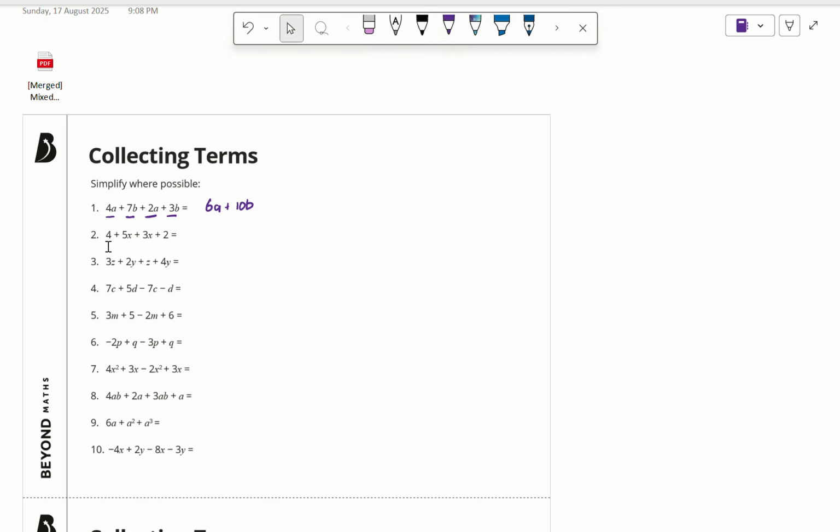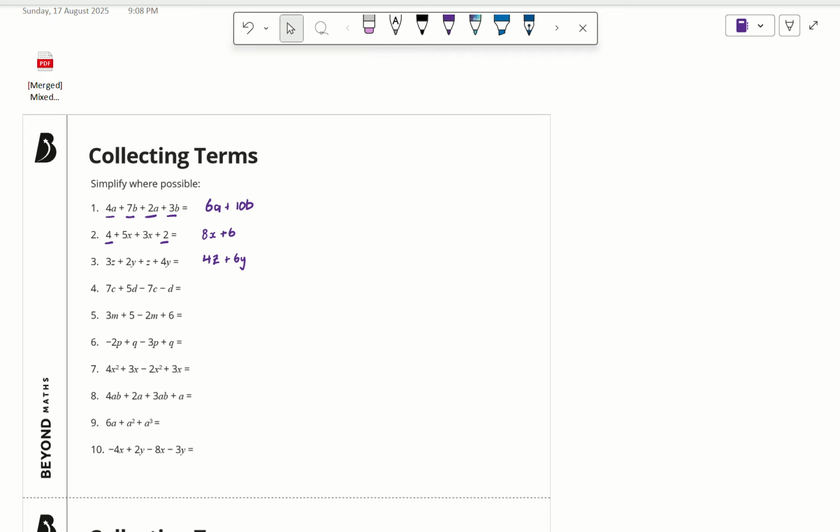Now, on collecting like terms, we've got a constant 4 and a constant 2, so that's going to be 6. 5 xylophones plus 3 xylophones is 8 xylophones, and plus 6. Okay, we can collect 4 and 2 because they're just constants. 3 zebras plus 1 zebra is 4 zebras, and 2 yachts plus 4 yachts is 6 yachts.